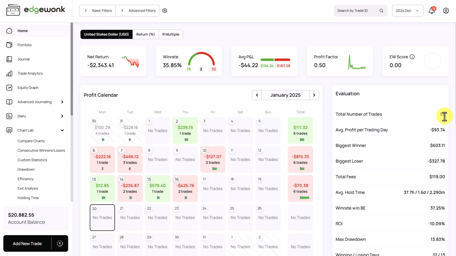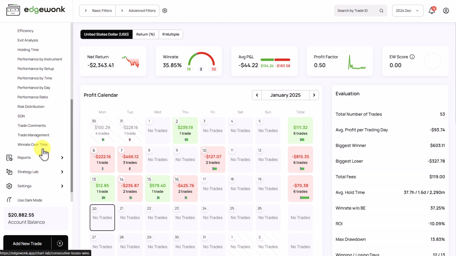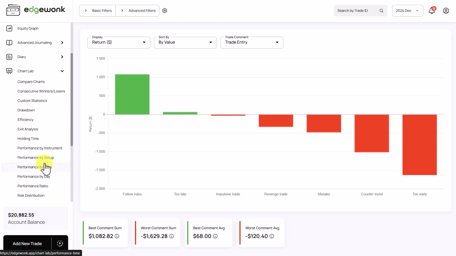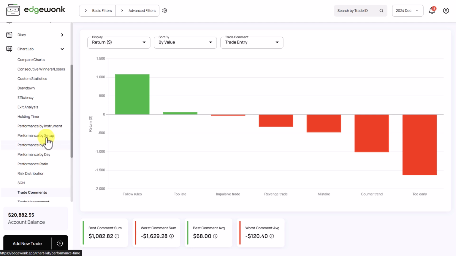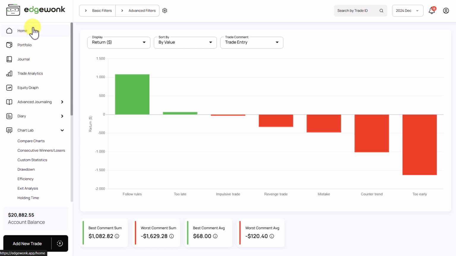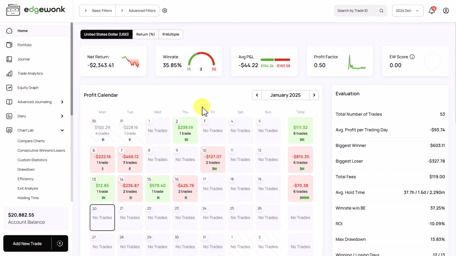37 of them don't match the criteria, and when we go back now to the trade comments, we can see that his biggest problem is indeed entering too early. So this trader doesn't necessarily have to fix his setups now, he doesn't have to avoid certain instruments, he doesn't have to get into the nitty-gritty of custom statistics or any other metrics and features that we have in Edgewonk, but he needs to work on his execution.